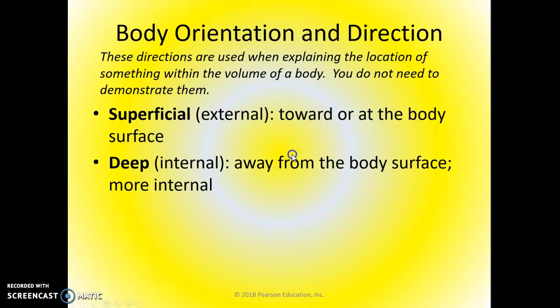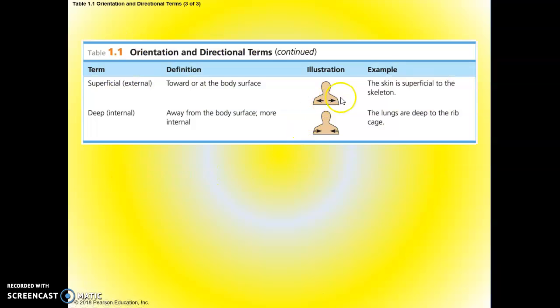All right. Then we have the last ones. These are for when you're looking within the volume of the body. You don't necessarily need to point these out because you're not really going to get to them here. So superficial is external, towards the surface of the body. Deep is internal, away from the surface of the body. So here you can see the skin is superficial to the skeleton. The lungs are deep relative to the rib cage.